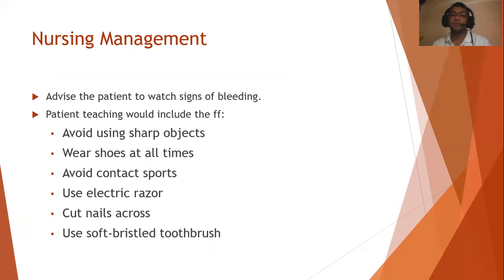Now, nursing management. We advise the patient to watch out for signs of bleeding. Aside from that, the very, very important patient teaching that we are going to include are the following. Avoid using sharp objects. So take note, we are going to tell the parents of a child who has hemophilia, because this is a childhood disease, to not let their children do any household chores that will make them handle any sharp objects, such as chopping, skinning potatoes, doing kitchen work, because kitchen work requires the usage of knives, of sharp objects.